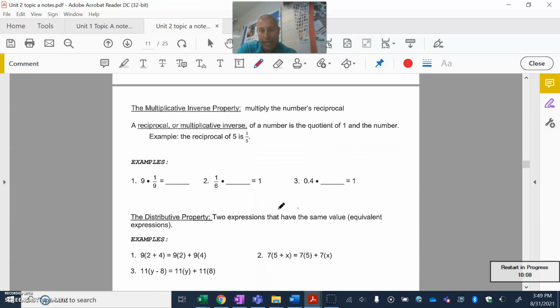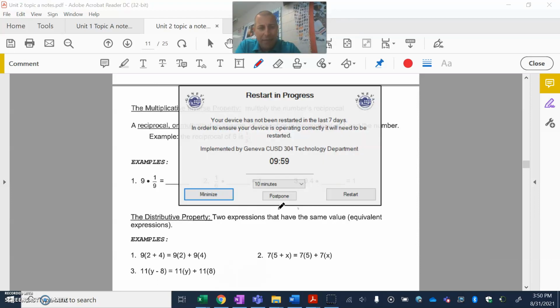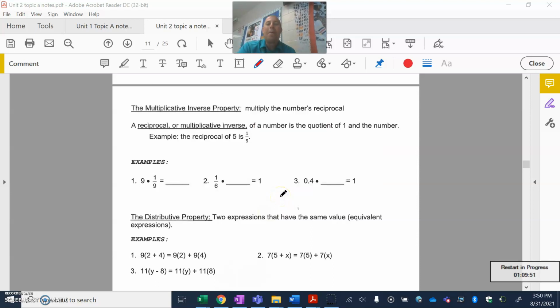Multiplicative inverse. Here, when we multiply two numbers together, you're always going to get 1. Multiplicative inverse also uses something we call the reciprocal. The reciprocal of 9 is 1 over 9. When you multiply them together, you're going to get 1. 1/6 times 6, if I flip that 1/6 around, I'm going to get 6. 6 over 1 is 6 whole.